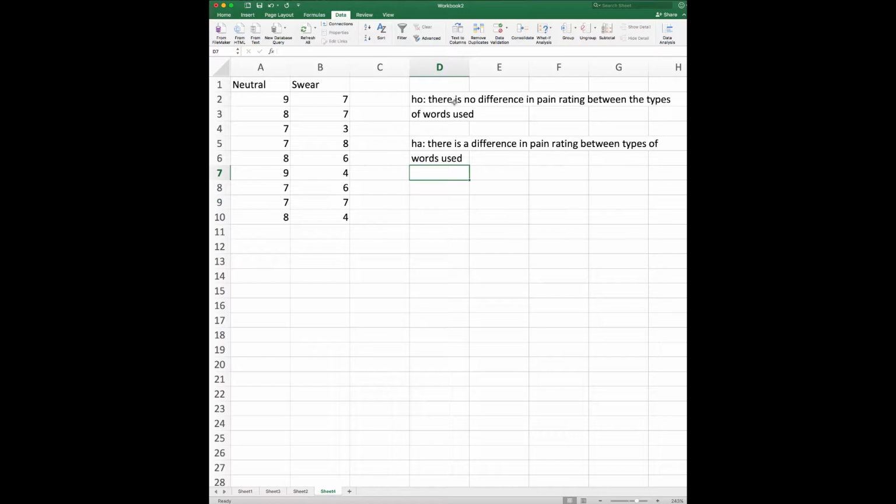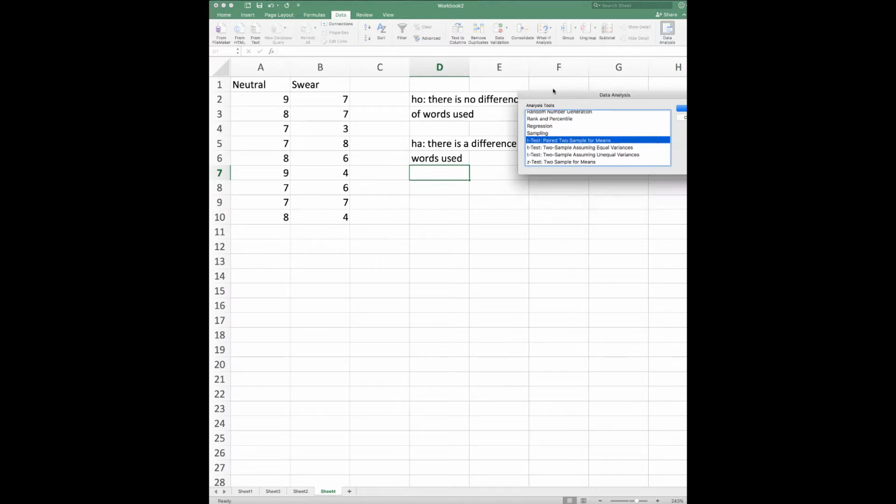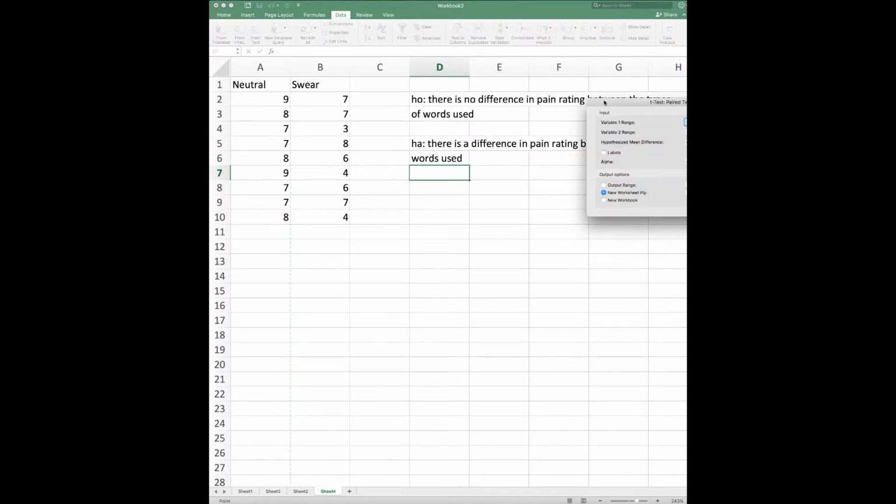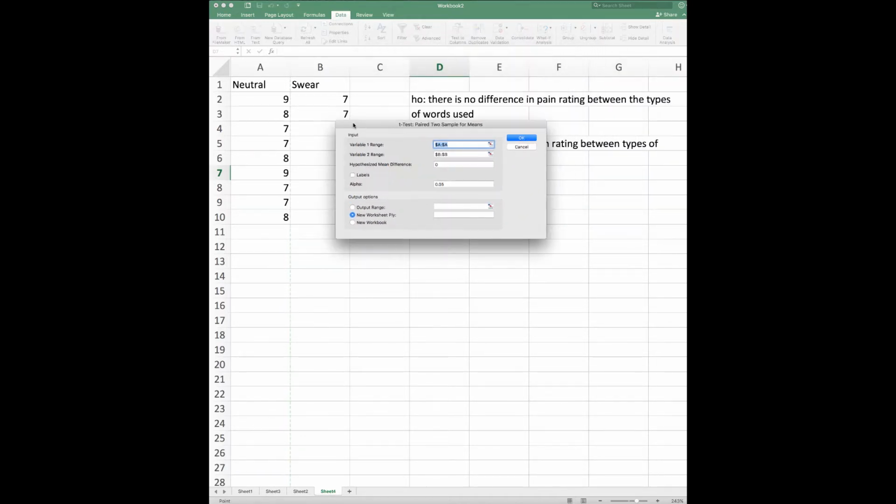Now that I have my hypothesis statements written, I'm going to go up to Data Analysis and choose another t-test. However, instead of doing 2 sample, I'm going to choose the paired 2 sample because there is a relationship between these variables. It asks me for input.